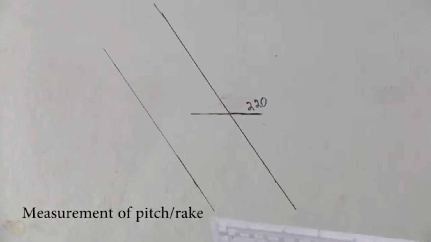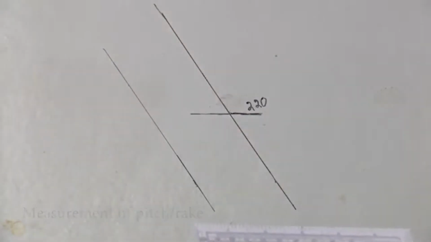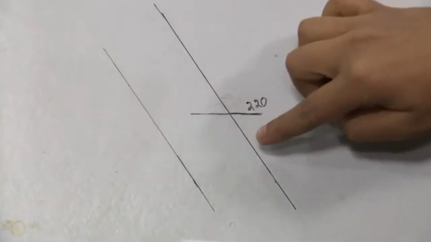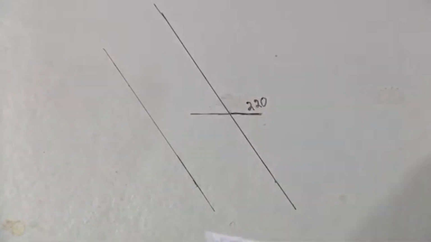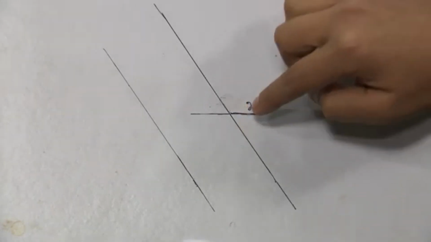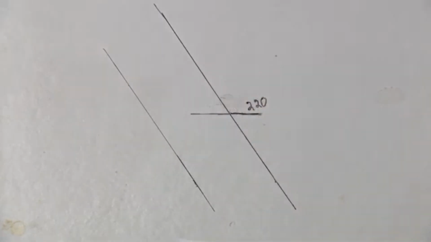Now, we will measure the pitch of these lineations. Consider this line on the whiteboard as linear elements in the deformed rock. The pitch is basically the acute angle of the lineations with the strike line on the plane containing the lineation itself. So, this is our acute angle in the plane containing the lineation, of the lineation with the strike line.